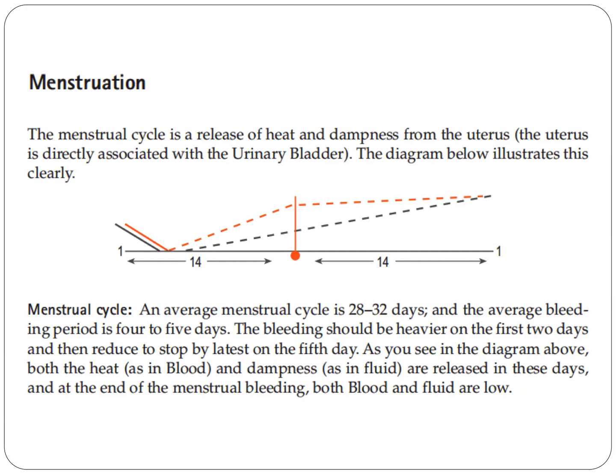An average menstrual cycle is 28 to 32 days, and the average bleeding period is 4 to 5 days. The bleeding should be heavier on the first 2 days and then reduced to stop by the 5th day at the latest. As you see in the diagram above, both the heat, as in blood, and dampness, as in fluid, are released in these days. And at the end of the menstrual bleeding, both blood and fluid are low. Okay?